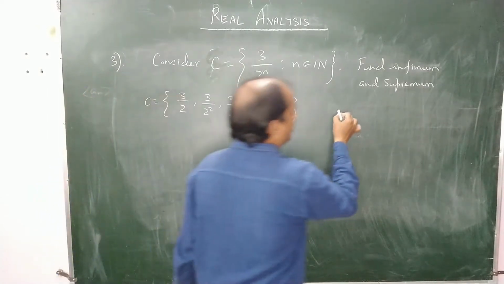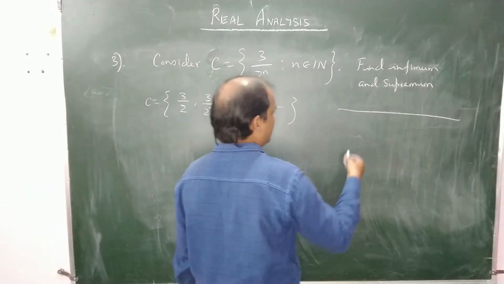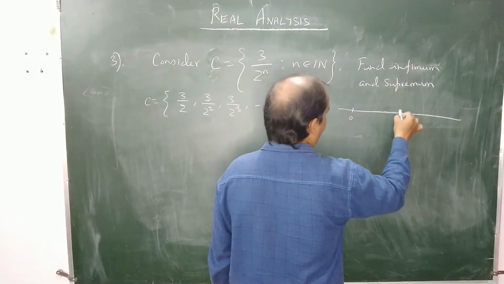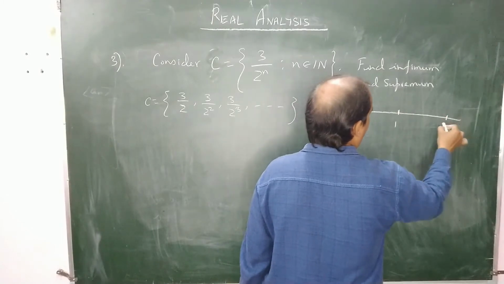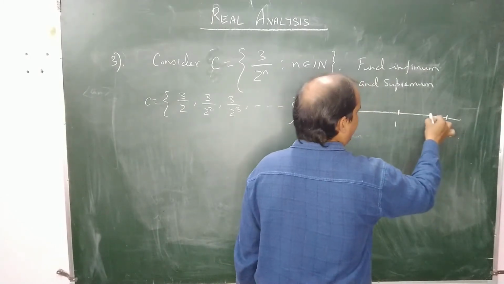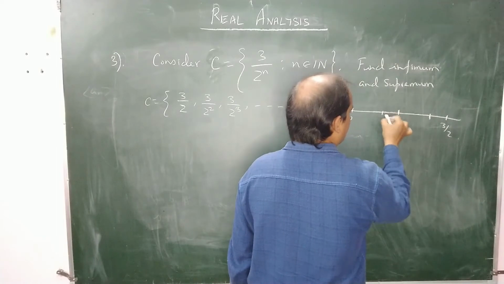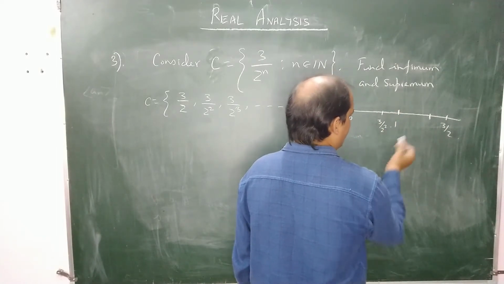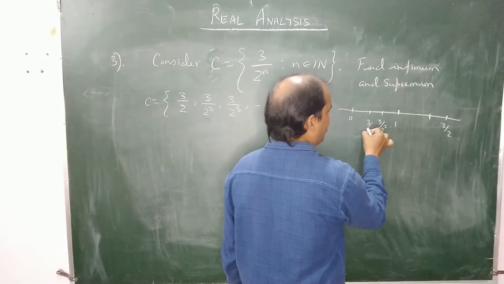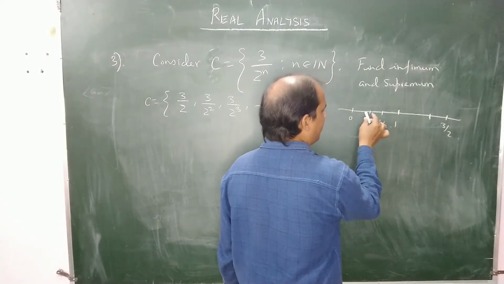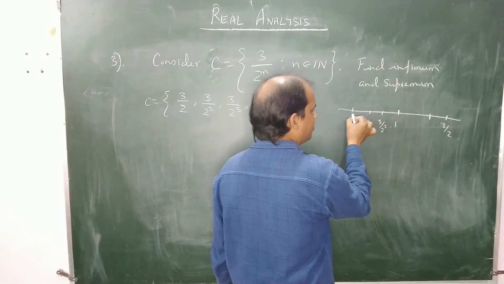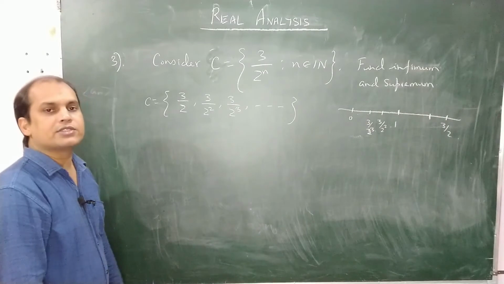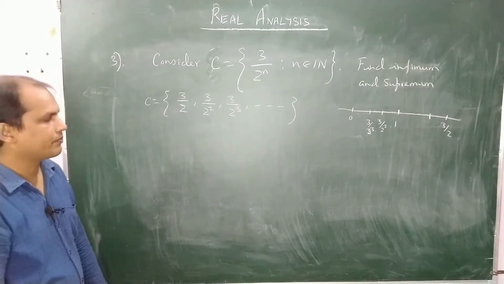If you plot it on the number line, suppose here we have 0, here we have 1. 3 by 2 will be somewhere to the right of 1. Then 3 by 2 square, which is 3 by 4, will be less than 1, and similarly 3 by 2 cube and so on, and one can see that it is approaching 0. So how to find its infimum and supremum?